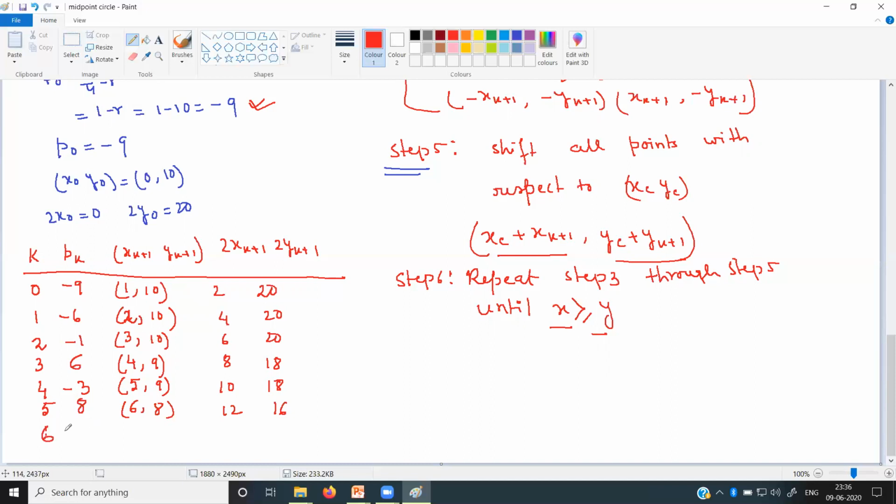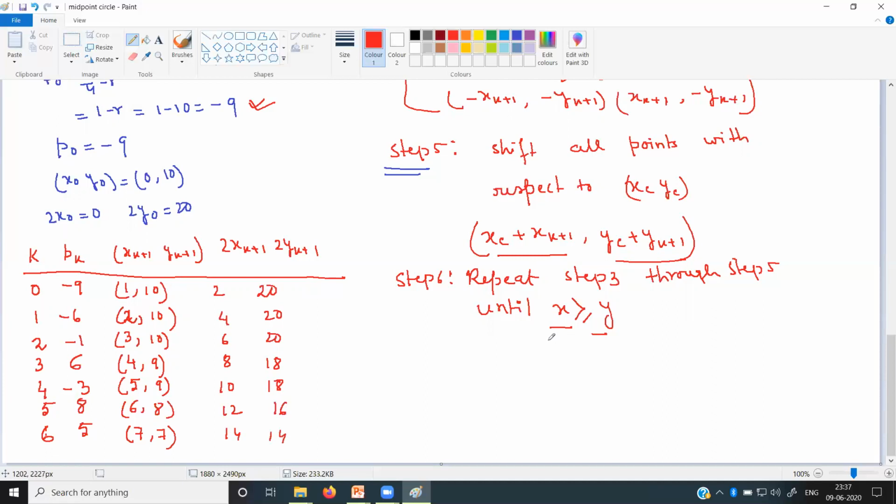So in my sixth iteration, if you compute the decision parameter based on the second equation, you can get the decision parameter 5. So if it is 5, that means again greater than 0. Greater than 0 means x will be incremented by 1, so it will be 7. And y will be decremented by 1, so y will be 7. Fine. And it will be 14, 14.